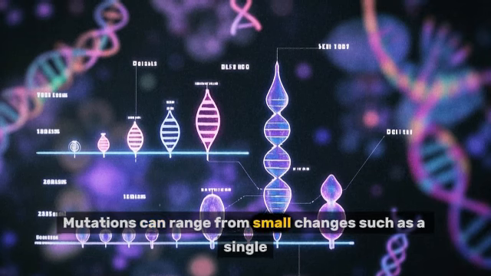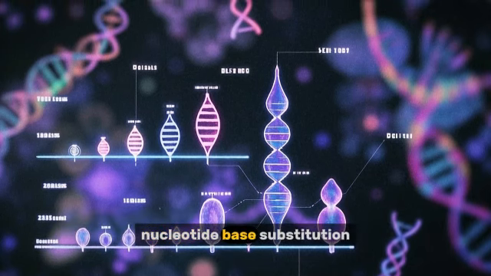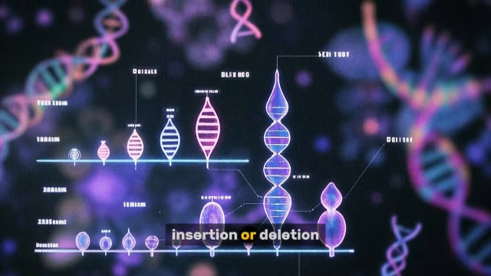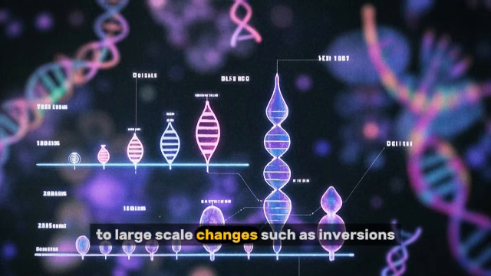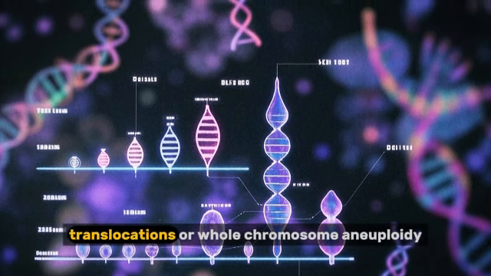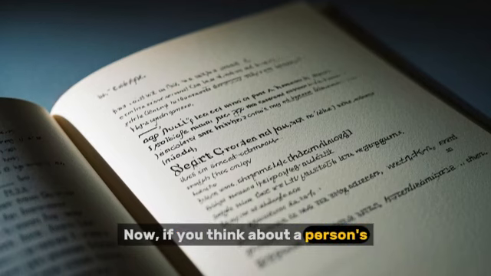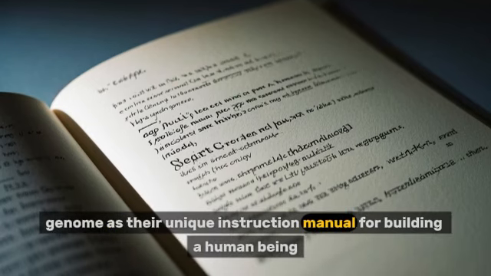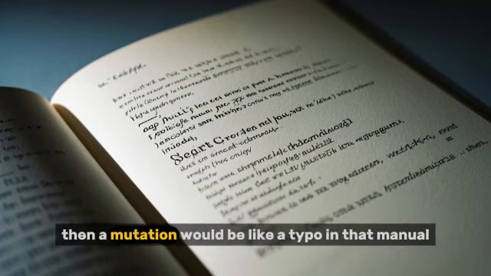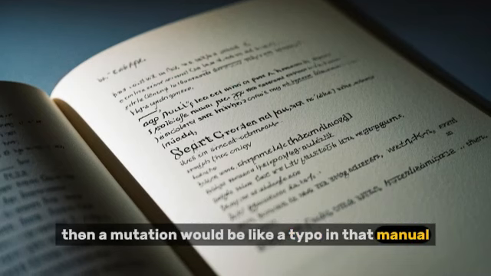Mutations can range from small changes, such as a single nucleotide-based substitution, insertion, or deletion, to large-scale changes, such as inversions, translocations, or whole chromosome aneuploidy. Now, if you think about a person's genome as their unique instruction manual for building a human being, then a mutation would be like a typo in that manual.